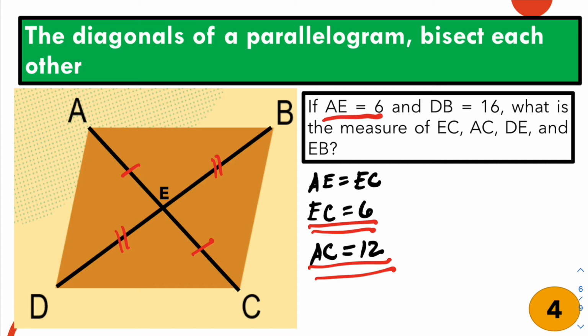Next, what is the measure of DE? Okay, since DB is equal to 16 and bisected by diagonal AC, therefore DB is divided into two equal measurements. Now, we just divide 16 by 2. 16 divided by 2, yes, that is 8. Therefore, DE is equal to 8. And EB is also 8.